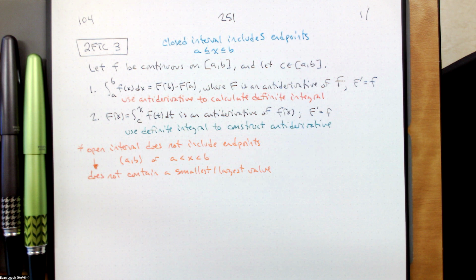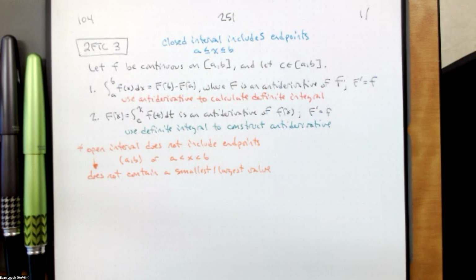So once we have a continuous function on a closed interval and any value from that closed interval, we get two parts of the fundamental theorem of calculus. The first, we use an antiderivative to calculate a definite integral. Say the definite integral from a to b of f of x dx is capital F at b minus capital F at a, where capital F is an antiderivative of f. That is, capital F prime is f. We are using an antiderivative to calculate a definite integral.